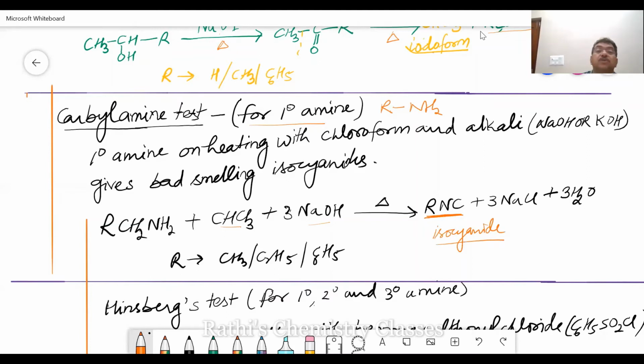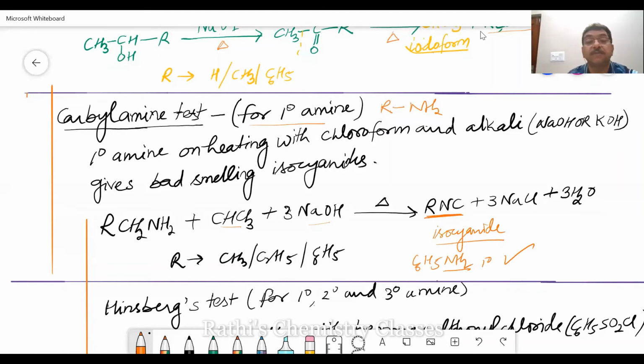So this is to distinguish 1 degree amine and 2 degree or 3 degree amine. One important point, sometimes it can be asked, how can you distinguish aniline and methylamine? And you people write carbylamine test will be given by methylamine and not aniline, and you get 0. Because aniline is also 1 degree amine. Aniline is C6H5NH2, and that is 1 degree amine, and will give the carbylamine test.